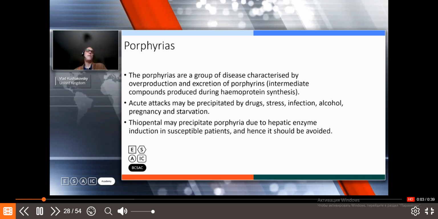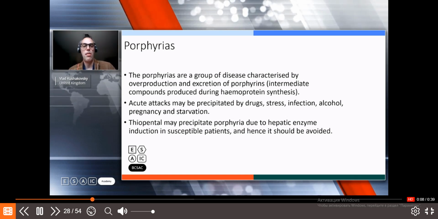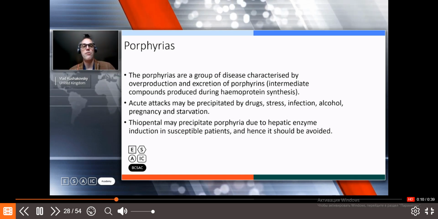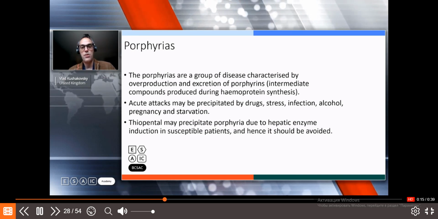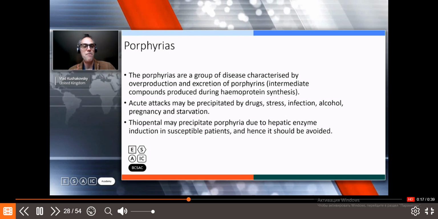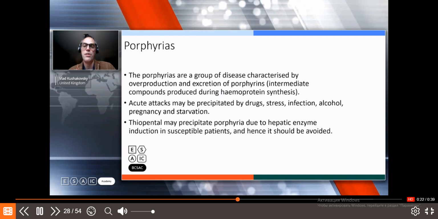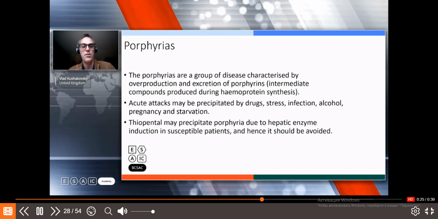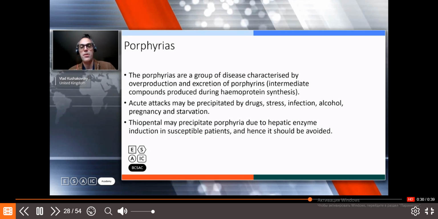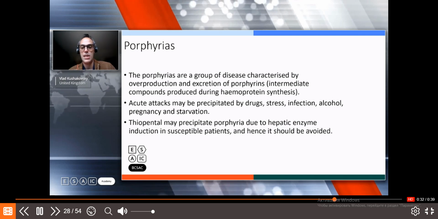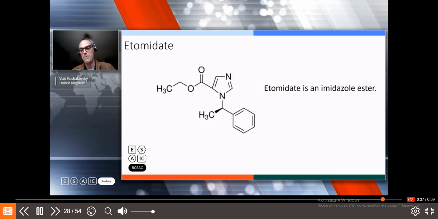Porphyrias. We cannot not mention porphyrias when talking about thiopentone, and they're a group of diseases characterized by overproduction and excretion of porphyrins, intermediate compounds produced during hemoprotein synthesis. And acute attacks may be precipitated by drugs, stress, infection, alcohol, pregnancy, and starvation. Thiopentone may also precipitate porphyria due to hepatic enzyme induction in susceptible patients, and therefore should be avoided in porphyrias.